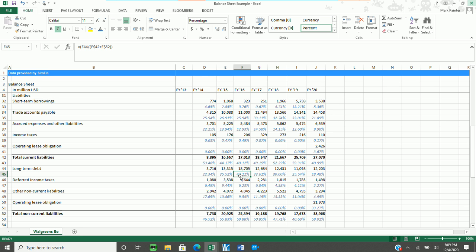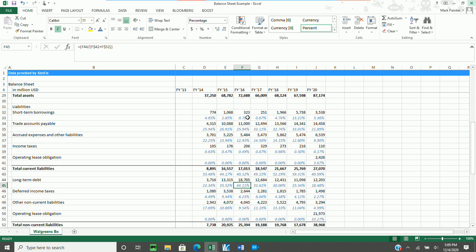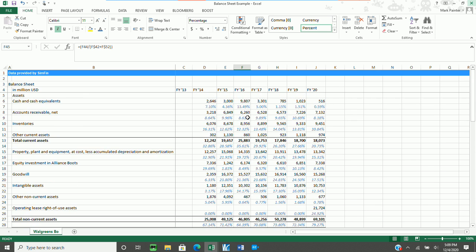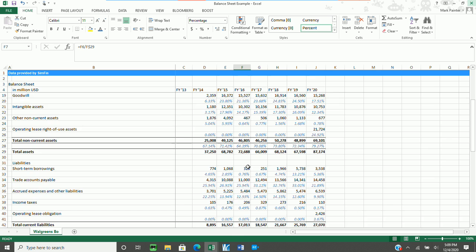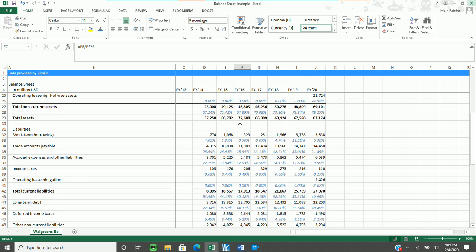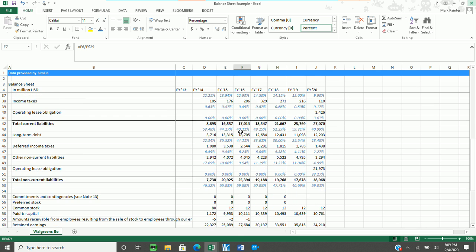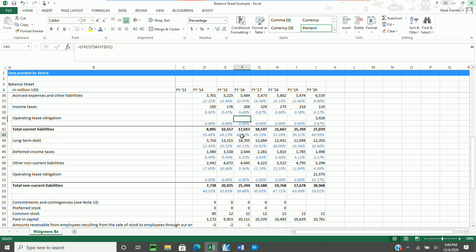What's interesting here is, and again, I'm going to bring you back, this is 44% in 2016. I said something happened in 2016 because if you go up here, you can see the cash level is high. So most likely, the reason why cash was high is they probably did a big bond offering in 2016, which is why long-term debt was higher.